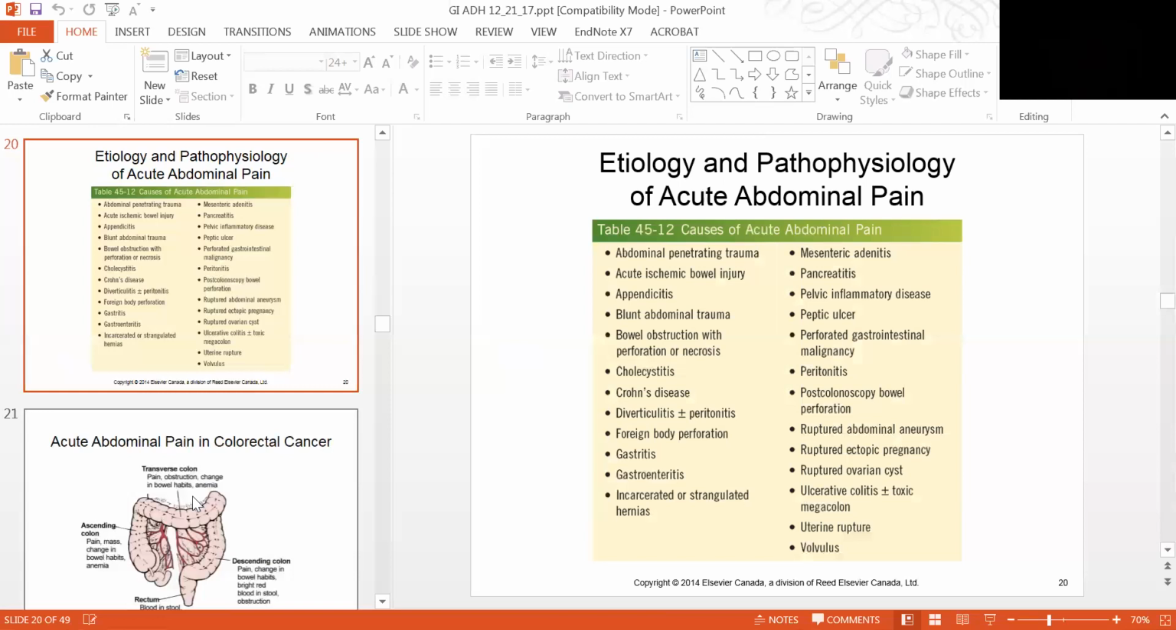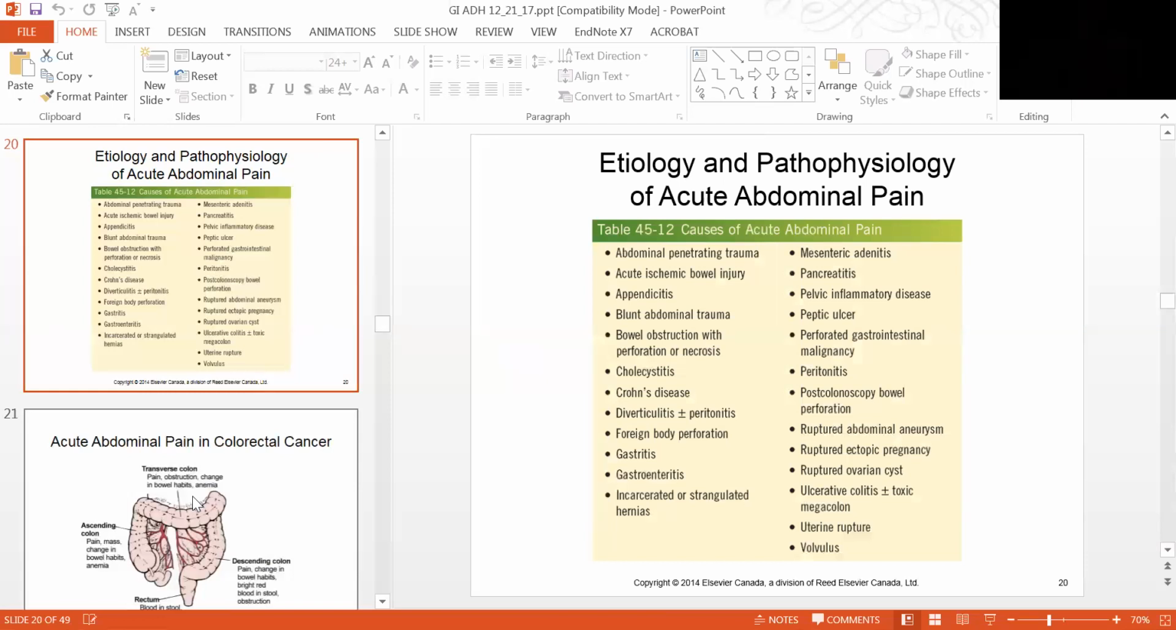Pelvic inflammatory disease. I want to just highlight that if any female of childbearing age presents with abdominal pain, the first question I ask is, when was your last period? You need the date of the last menstrual period to ensure that this is not an ectopic pregnancy. Women are still dying from ectopic pregnancies, so it's really important that you ascertain the date of the last menstrual period. It could be pancreatitis.